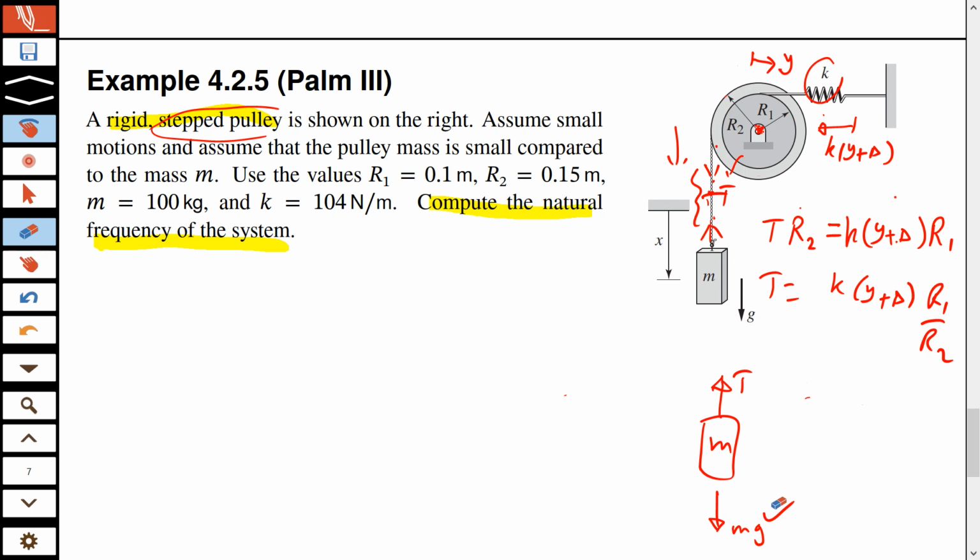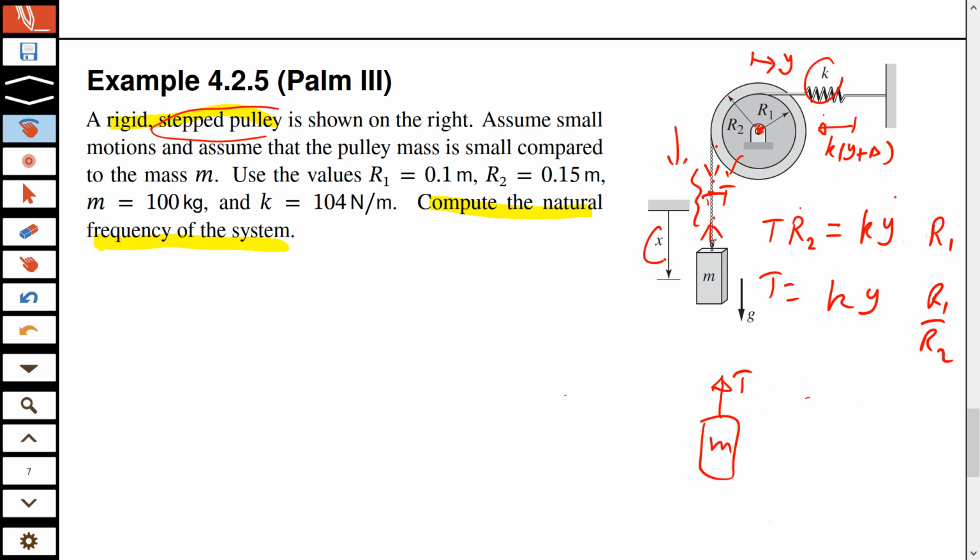Or maybe we just get rid of this mg, okay? Because I know it will cancel, so why should we complicate things? We simply remove that, and we simply write k times y, yeah, k times y. So k times y, and I have eliminated mg.